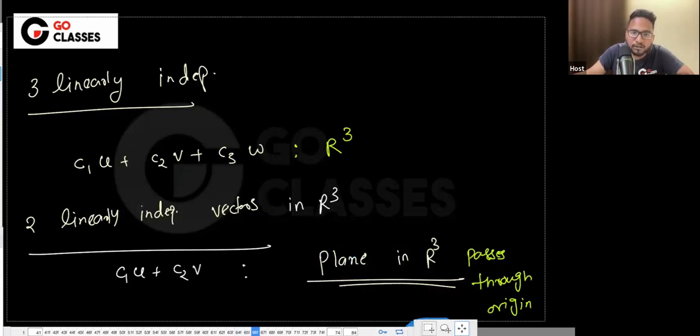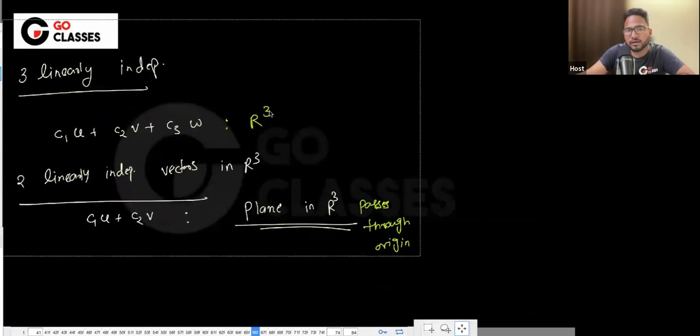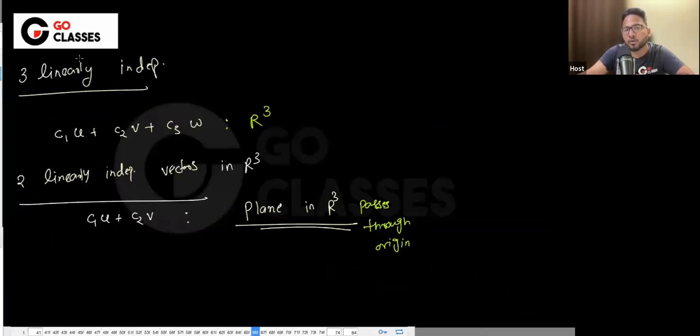Someone is asking, sir, isn't the plane on the R2 component as well? Then why can't we say that R2 is a subspace? No, basically we will see the projection and all. It will be clear, but by the definition it is not R2, because R2 just has two components, right? We will see the projection and all, and then it might be a little more clear after that.